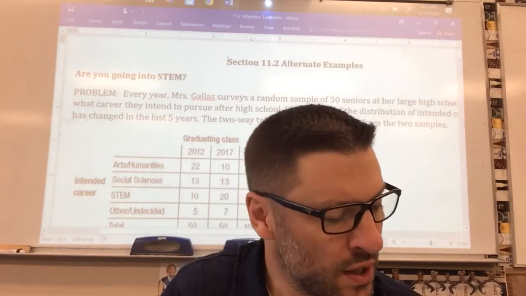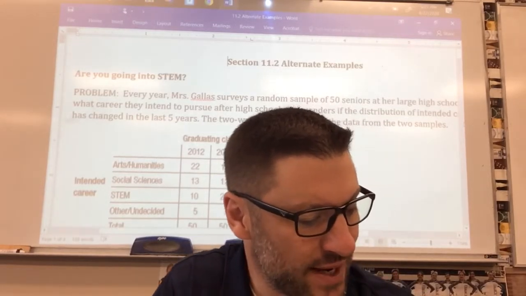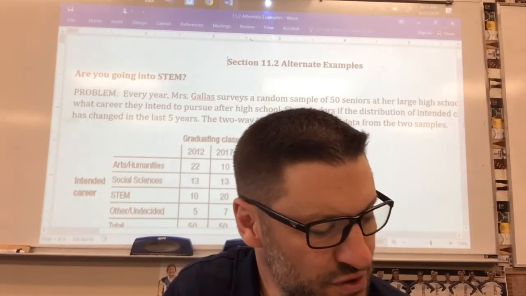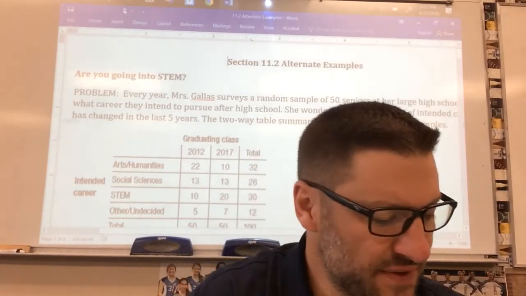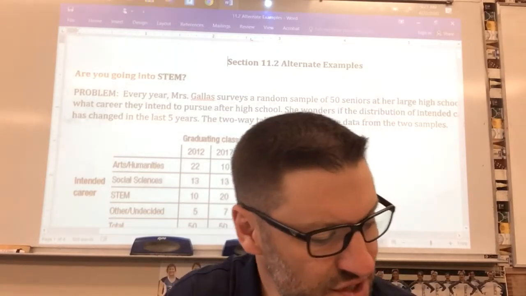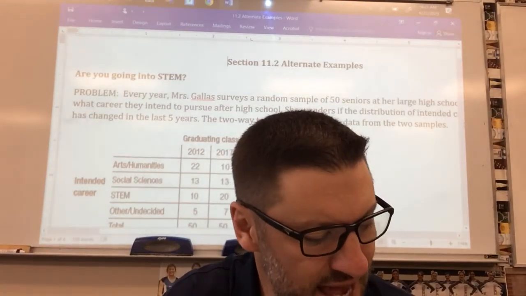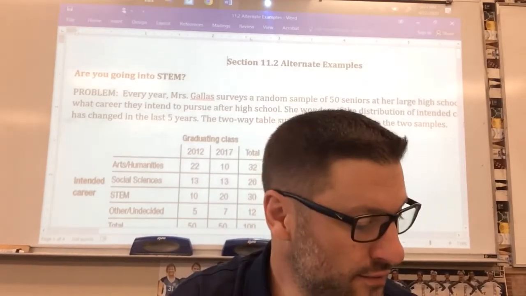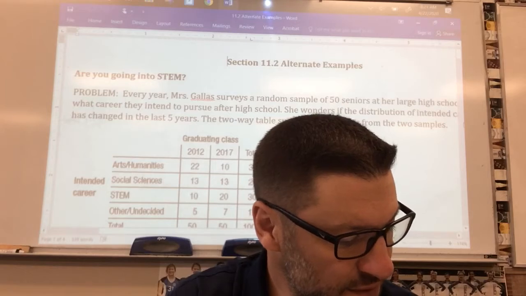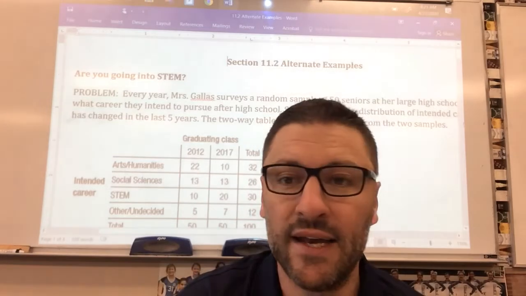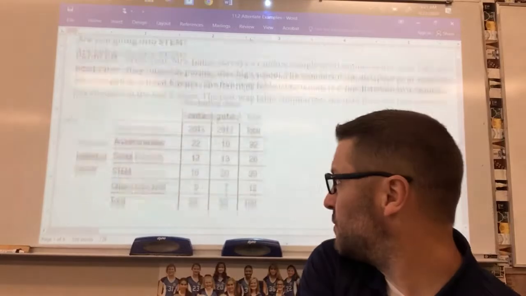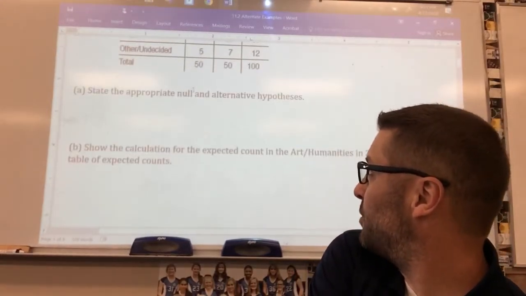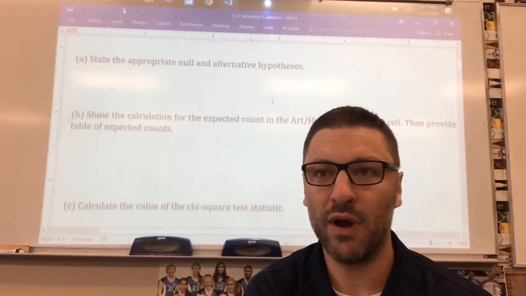Let's go. Every year, Ms. Gallus surveys a random sample of 50 seniors at her large high school to find out what career they intend to pursue after high school. She wonders if the distribution of intended career choices has changed in the last 5 years. The two-way table summarizes the data from the two samples, and they give you the graduating class 2012 to 2017, some different types of careers, and it asks you to state some hypotheses. So the first one, state the appropriate null and alternative hypotheses for the two problems.